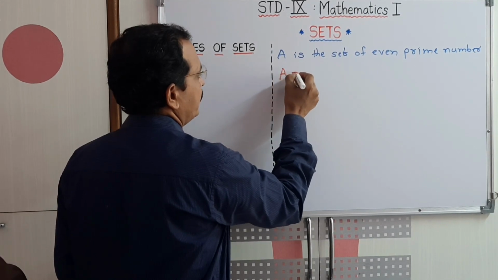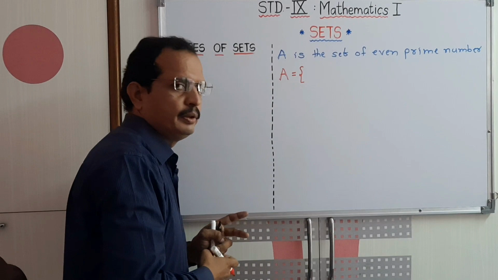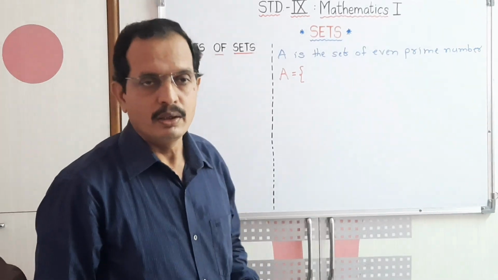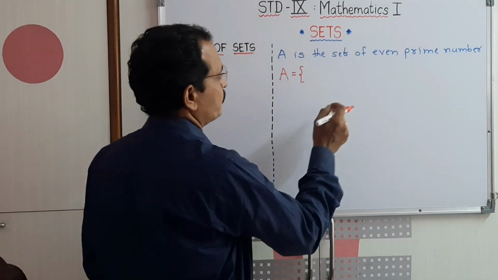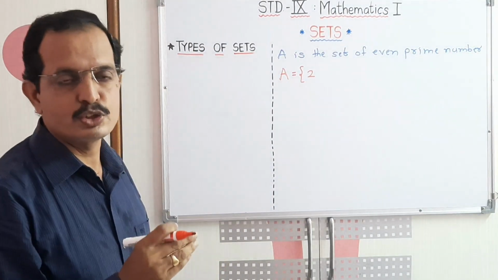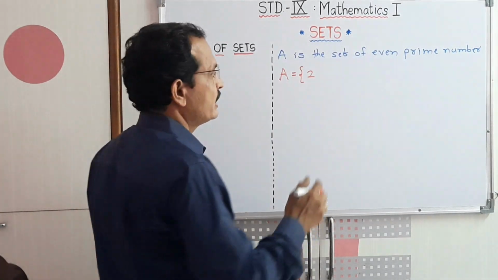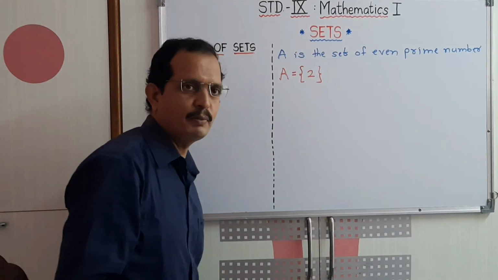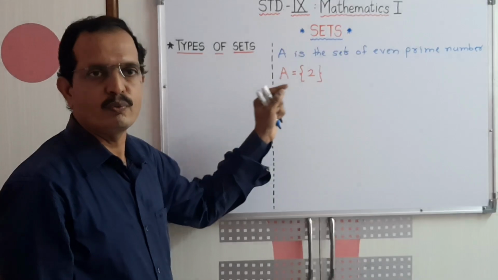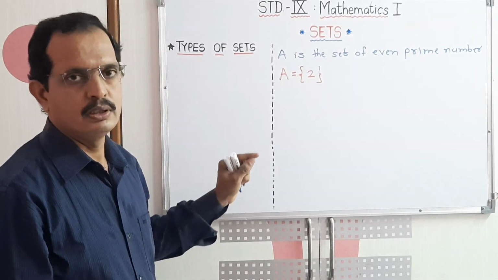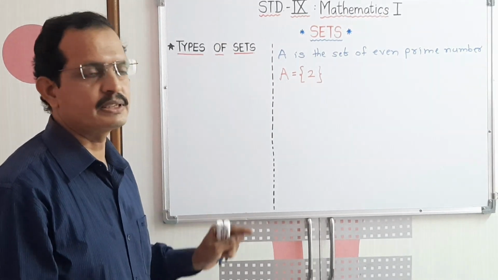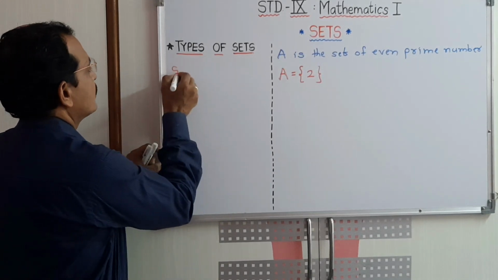Therefore I write A equals, I have to write the even prime numbers in curly brackets. If I start to write the even prime numbers, the first even prime number is 2, then afterwards there is no other even prime number. That means there is one and only one even prime number, which is 2. Therefore this set consists of one element. And dear students, if a set consists of one element, then that type of set is called a singleton set.